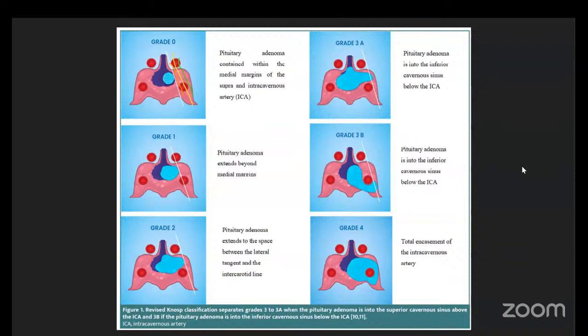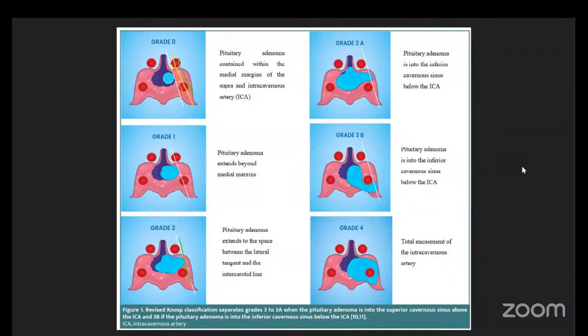Then you see the grade 1. Where is it? It has crossed the medial tangent line, but it is still medial to the median line or the intercarotid line, right? Then we have grade 2. For grade 2, it is still medial to the lateral tangent line. You can see that the white line here is the lateral tangent line. That is grade 2.